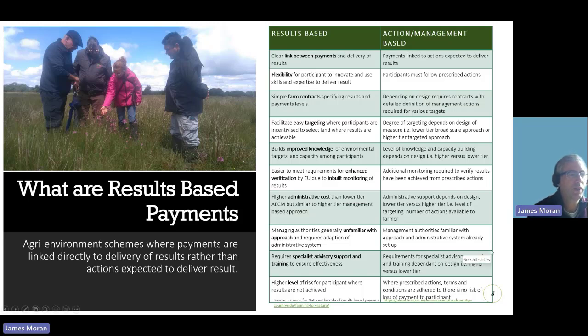One thing that's often seen with the results-based approach is they're seen as a higher level of risk for participants where the results are not achieved. Whereas in an action-based approach, once the prescribed actions and the terms and conditions are adhered to, there is no risk of loss of payment, irrespective of whether the action in the particular context delivers the result or not.